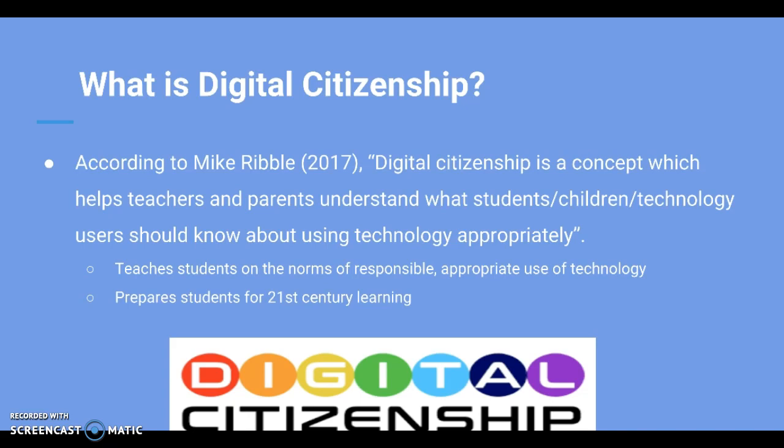Now, what is digital citizenship? According to Mike Ribble, digital citizenship is a concept which helps teachers and parents understand what students, children, and technology users should know about using technology appropriately. Essentially, we want to teach students the norms of responsible and appropriate use of technology.